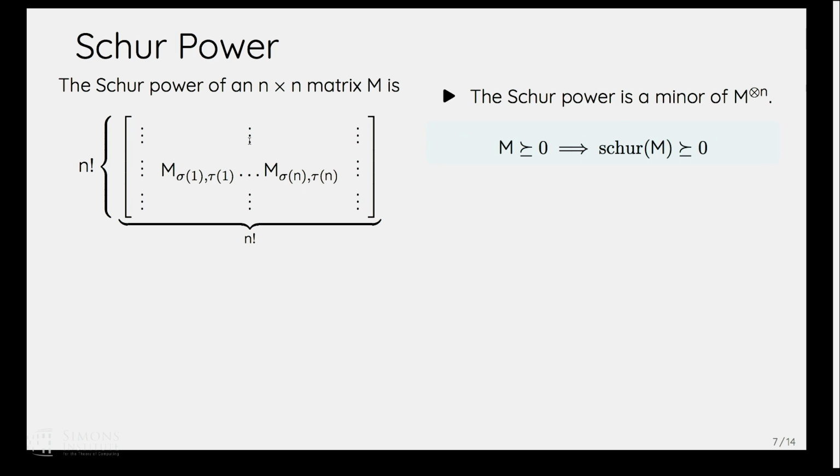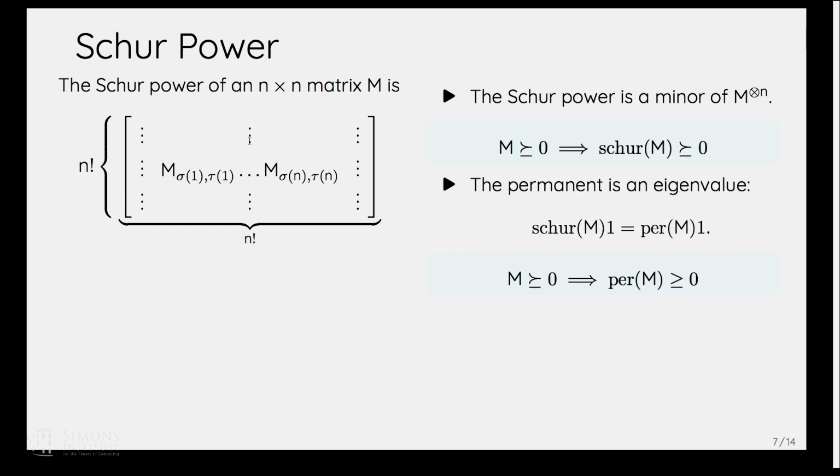Now, if M is PSD, this tensor power is PSD, and therefore the Schur power is also PSD. Okay. Now, here's the second observation. The permanent is an eigenvalue of this Schur power matrix. Okay. If you sum each row or each column of this matrix, you're going to get the permanent.